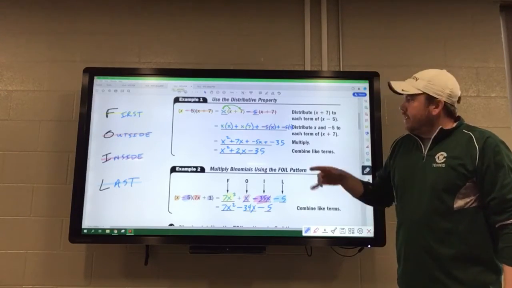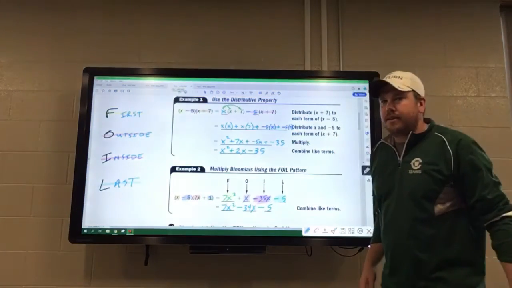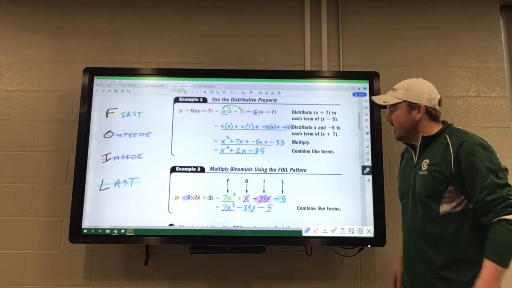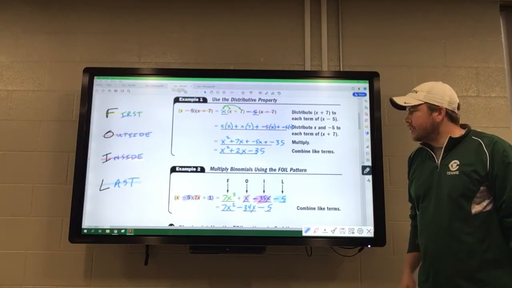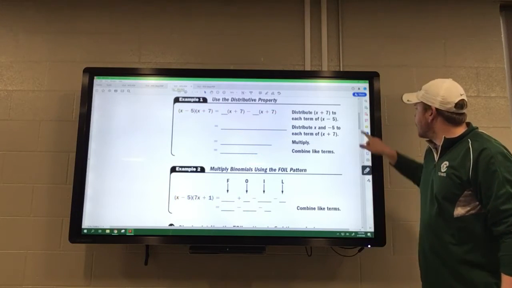So what we did here is we multiplied two binomials using two different methods here. All right? And as you can see, FOIL can be a little bit more efficient, a little shorter. It's a good way to help us organize what we're doing. Let's do a couple more examples.